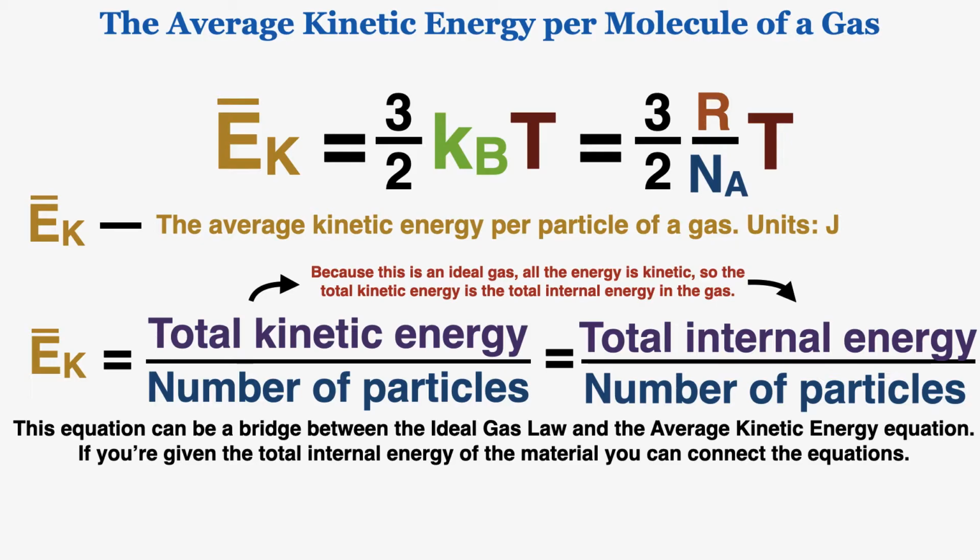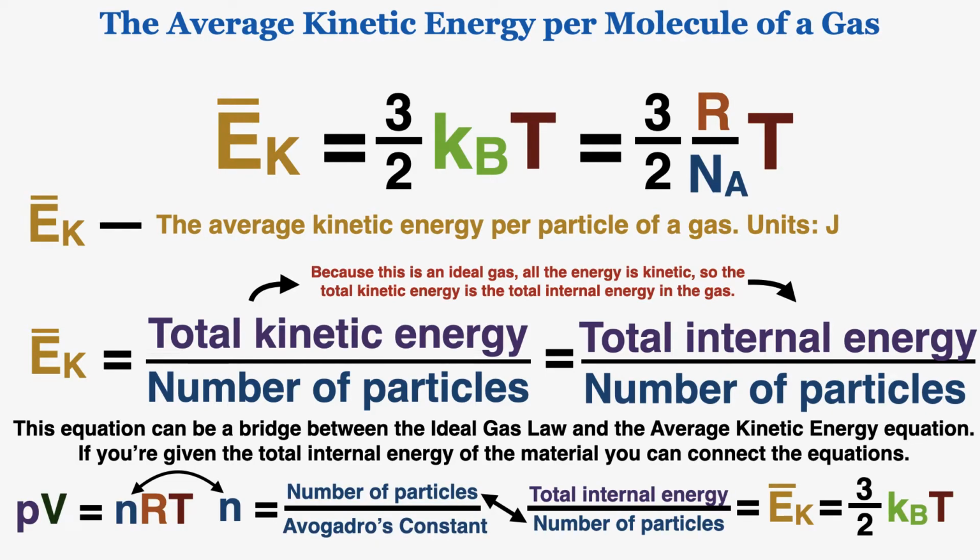This equation can be a bridge between the ideal gas law and the average kinetic energy equation. If you're given the total internal energy of the material, you can connect the equations using this pattern. So if I have PV equals nRT, I can use that to find n, and I can use n to find the number of particles in the gas, and I can use the number of particles in the gas along with the total internal energy to calculate the average kinetic energy and set that equal to 3/2 times Boltzmann's constant times the temperature.